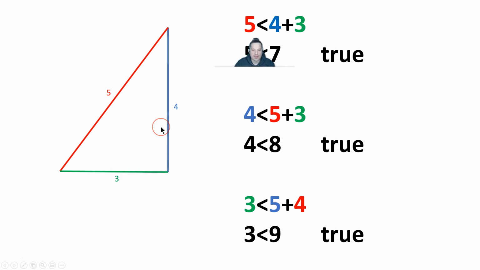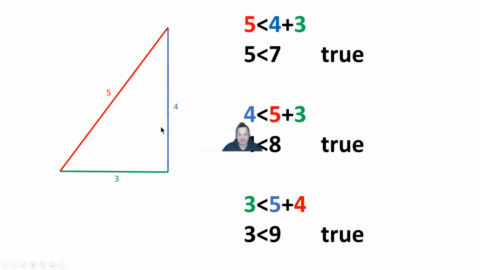Take a look. Is 5 less than 4 plus 3? Well, it's 5 less than 7 really. That's what we were asking. That clearly is a true result. What is that telling us? It's telling us that this side right here, the red side of the hypotenuse, is less in length than the sum of the green side and also the blue side put together.